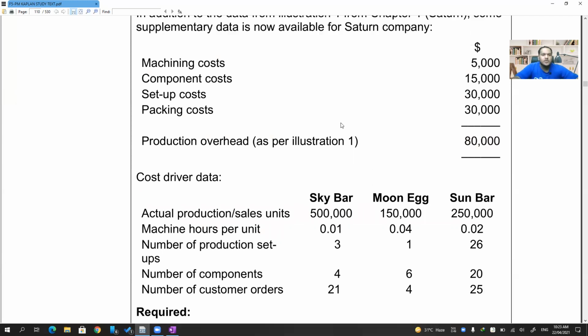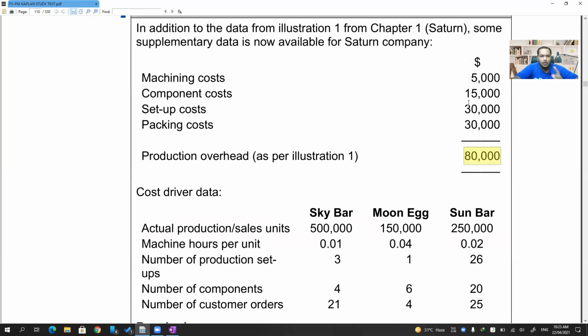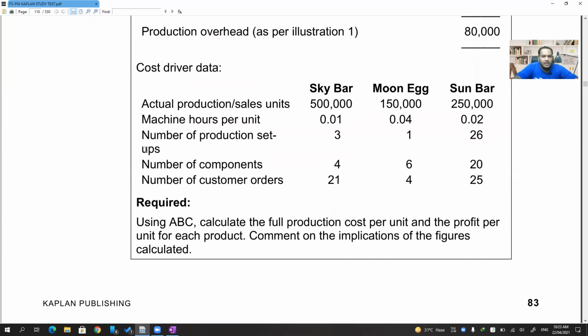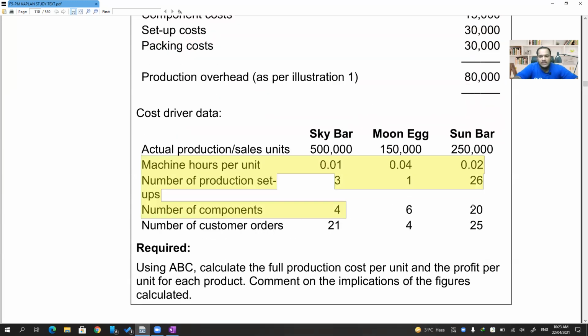But under ABC, the overheads are broken down into 4 different overheads here. Machine costs are 5,000, which we can allocate on the basis of number of machine hours. Component costs, number of components used. Setup cost, number of setups required. Packing cost, number of packings or number of orders. For each order you have to do a separate packing, so packing cost will depend upon the number of orders. Like this, they have given you all the different cost drivers: machine hours per unit, number of production setups conducted, number of components consumed, number of orders received for each product. In these ratios, I'll split the respective overhead amounts.